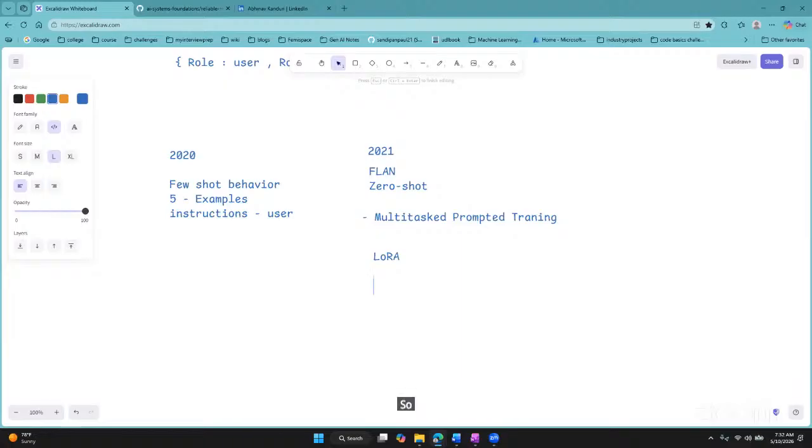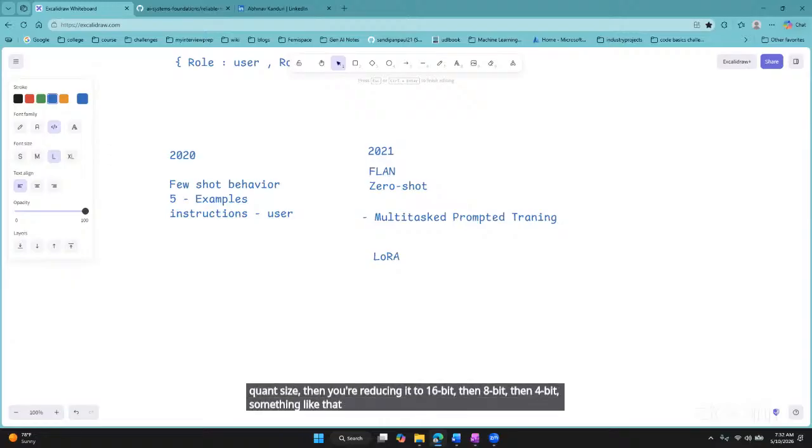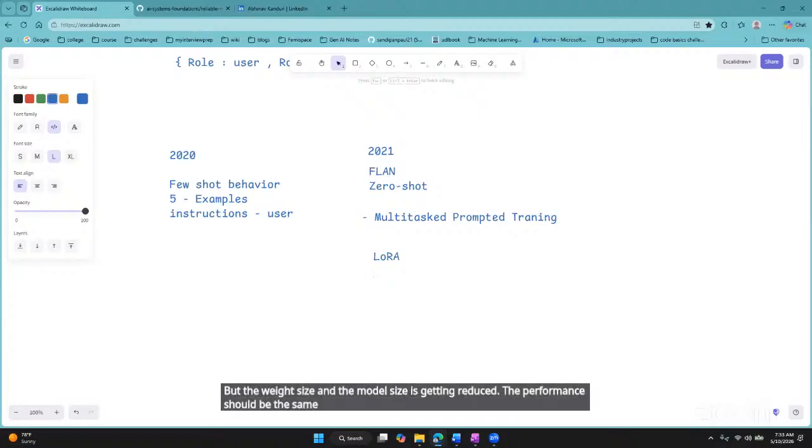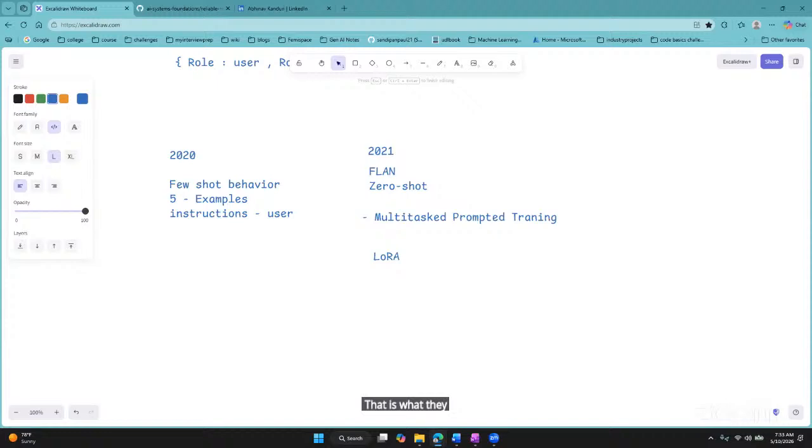It's nothing but, if you have a 32-bit quant size, then you're reducing it to 16-bit, then 8-bit, then 4-bit, something like that. So all you're doing is reducing the weights so that the precision is almost similar, but the weight size and the model size are getting reduced. The performance should be the same. That is what they are trying to achieve using LoRA.